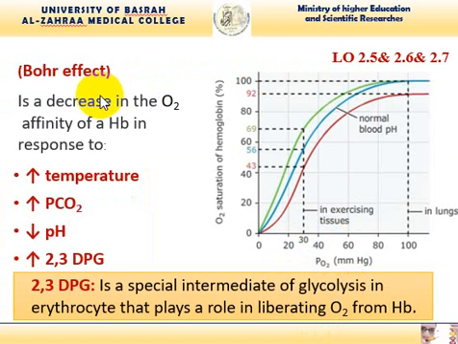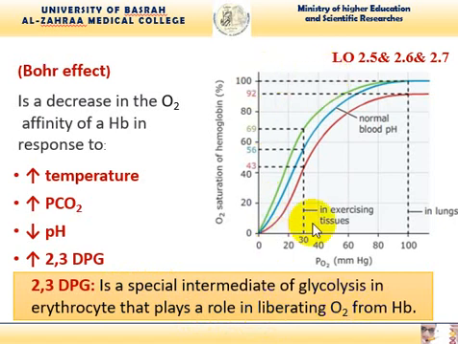So what's the Bohr effect? The Bohr effect is a decrease in the oxygen affinity of hemoglobin, and this occurs in response to an increase in the temperature, an increase in the partial pressure of carbon dioxide, and an increase in the 2,3-diphosphoglycerate. Also in case of low pH. 2,3-diphosphoglycerate is a special intermediate of glycolysis in erythrocytes, and this plays an important role in liberating oxygen from the hemoglobin.